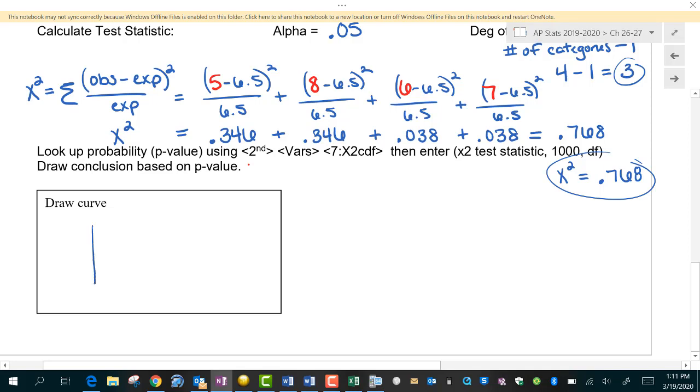So remember, our curve looks a little bit different. Our curve is going to be skewed to the right. And just to get an idea of how this would look, our mean, because it's right skewed, is drawn towards the tail, and it's the degrees of freedom. So my mean would be about 3, and my chi-squared test statistic of 0.768 is going to be roughly over here.